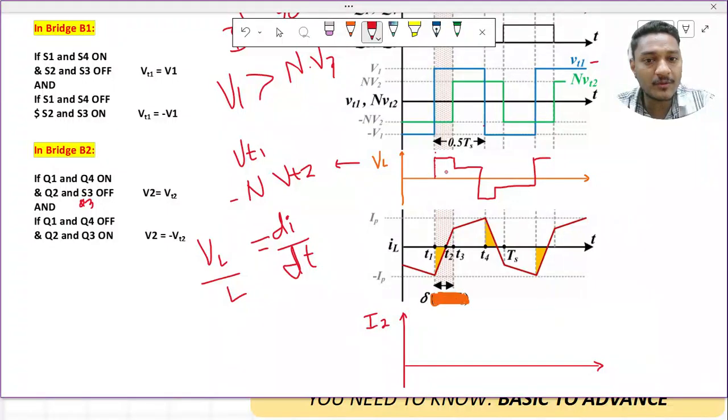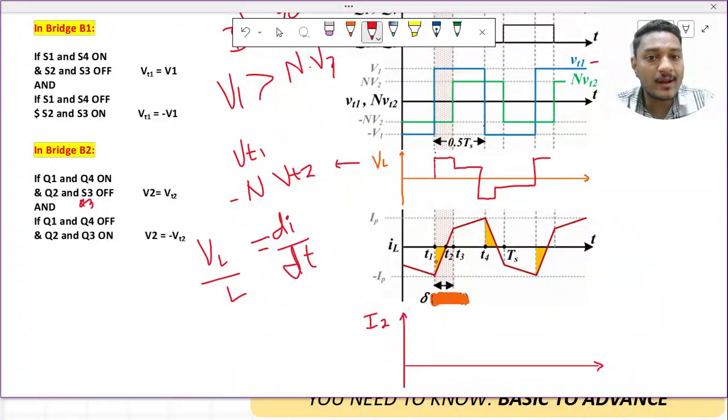So what is the slope here? We know the voltage here is V1 plus n times V2, so the slope is V1 plus n times V2, whole divided by L. That is a very simple thing. Now let us start with some particular value. We are starting with some value here.